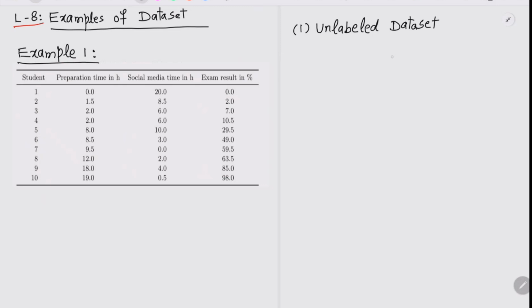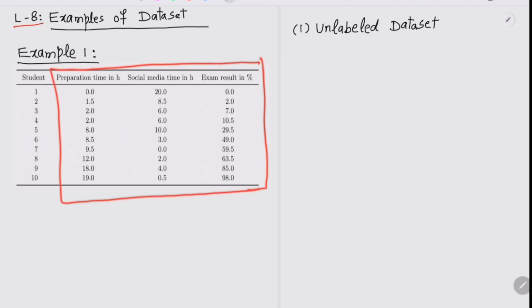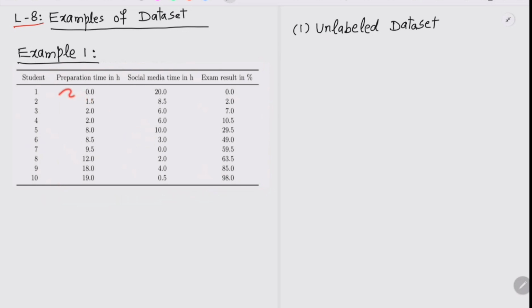In that case, where will this data set be presented? It means where this data set will lie. For example, if you write the data for student number one, it can be written as 0, 20, and 0. What do you think, where will this data point lie? Since there are three numbers, you can say that it will lie in R cube.